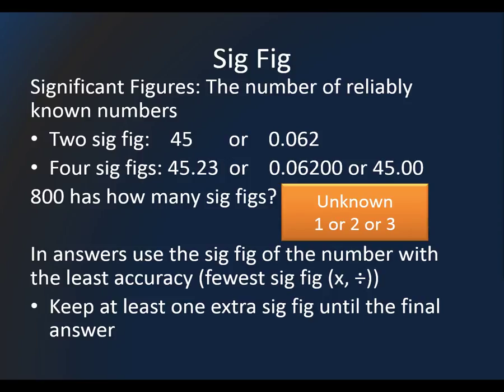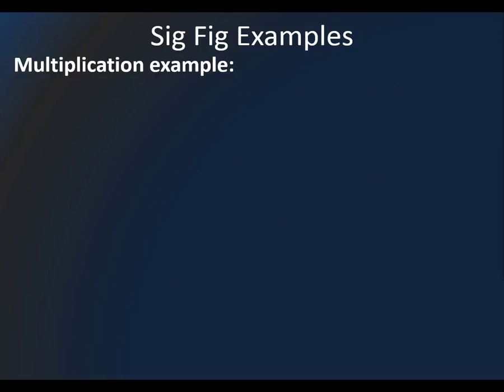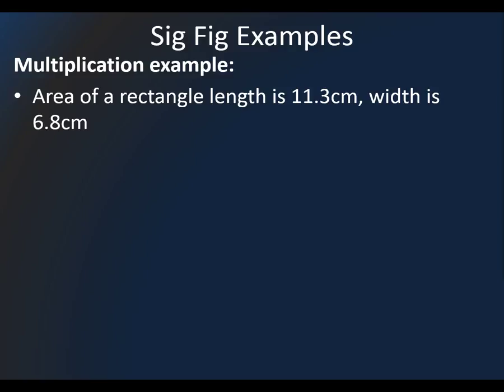Let's do some examples. Here's the first one. The area of a rectangle we know is base times height, or length times width. So in this case, we're going to take 11.3 and multiply it by 6.8. We get an answer with 4 significant figures when we plug it into the calculator. But if you look at 11.3, we only have 3 significant figures there, and at 6.8, we only have 2.